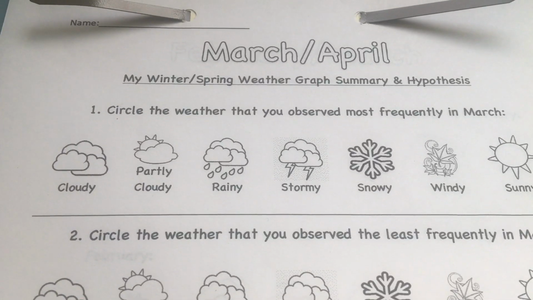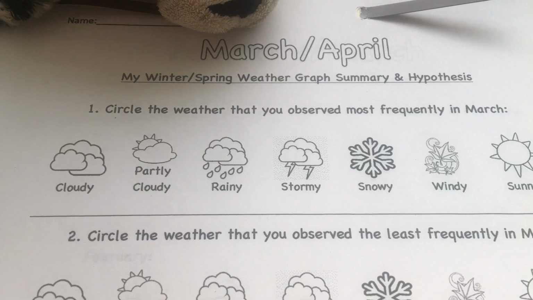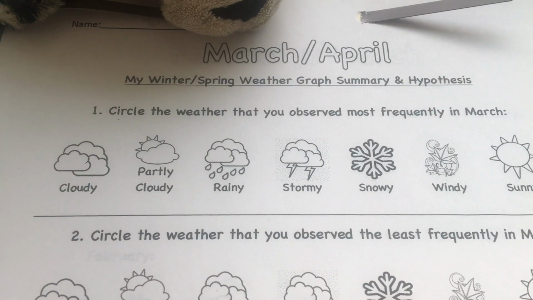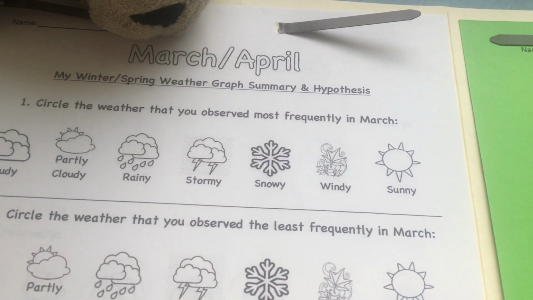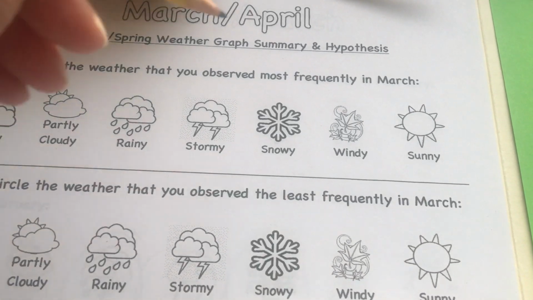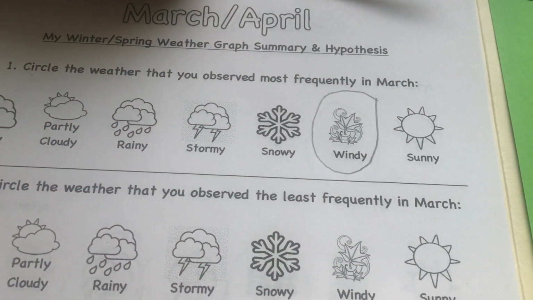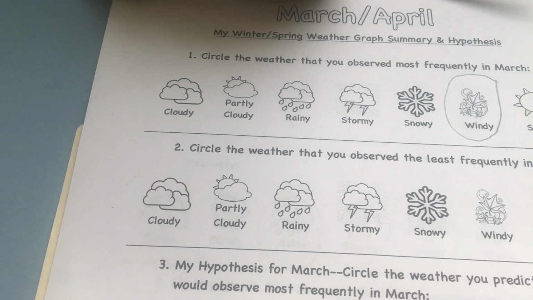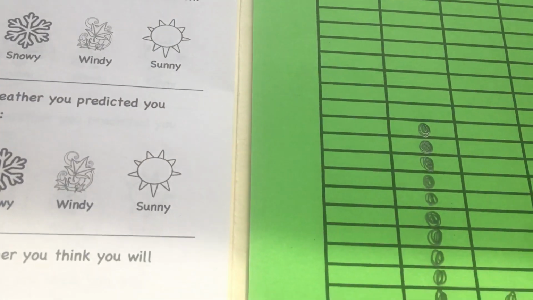So the first question at the top is, circle the weather that you observed most frequently in March. So I'm going to look back at my chart, and I can see, windy is the one that I saw the most. So then I have to circle windy, okay?